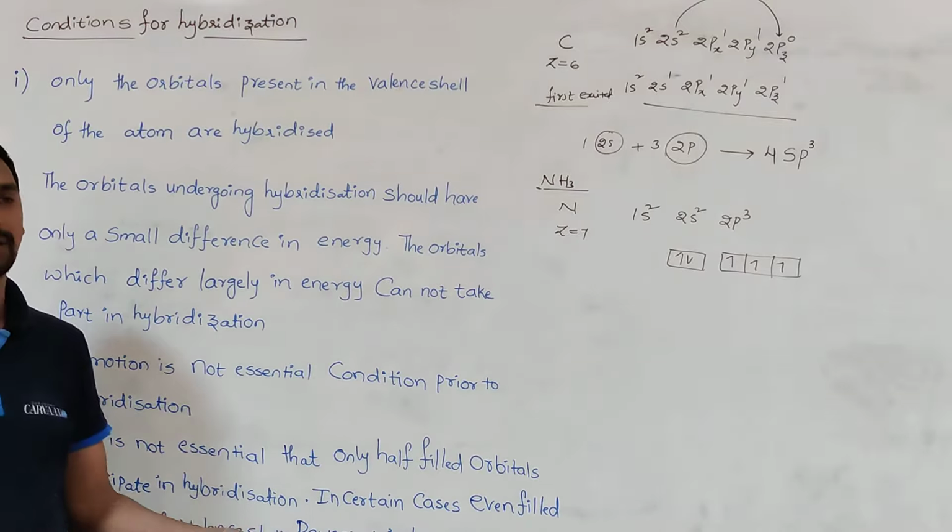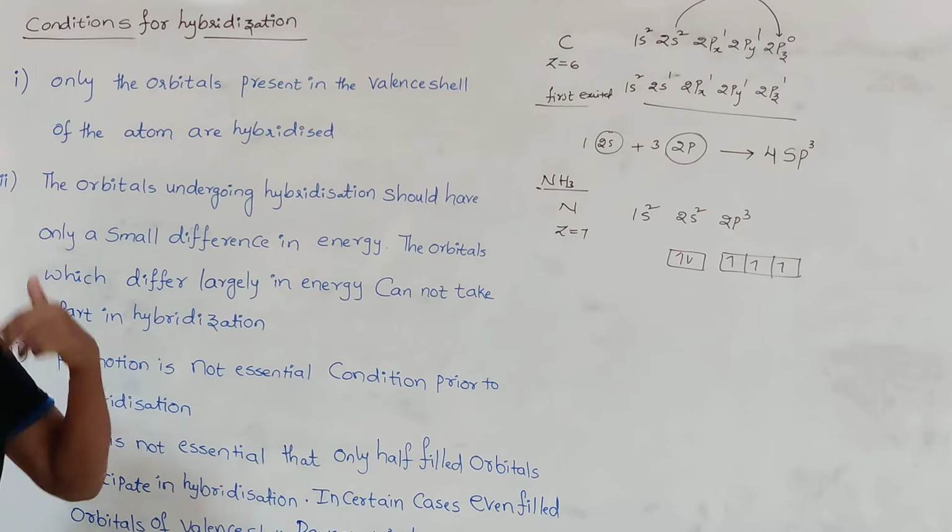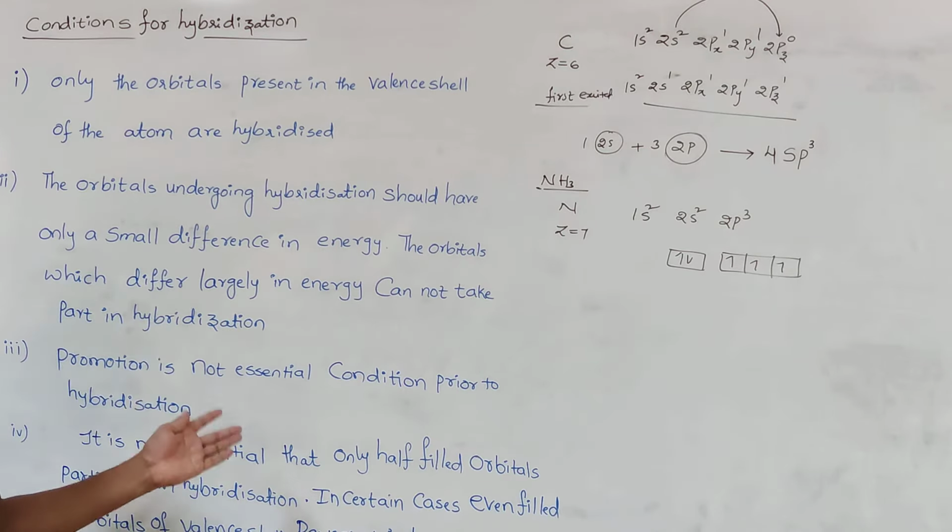Wherever it is required to explain the valency of the central atom, there only we need to promote the electron from one orbital to another orbital.